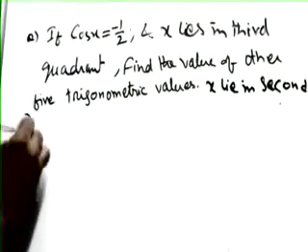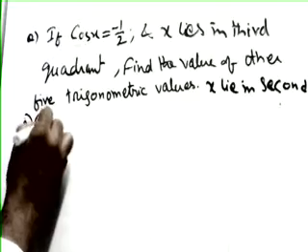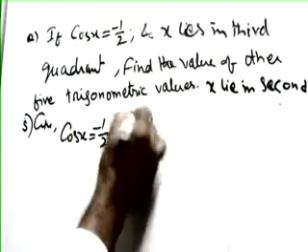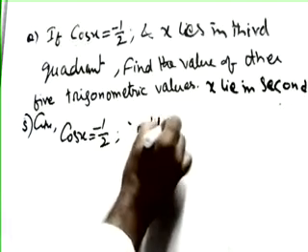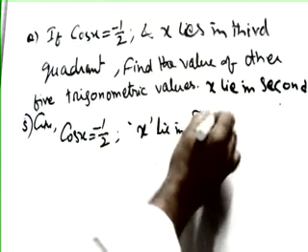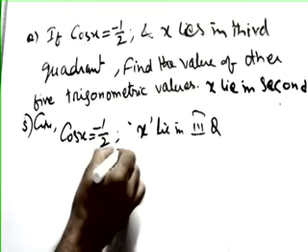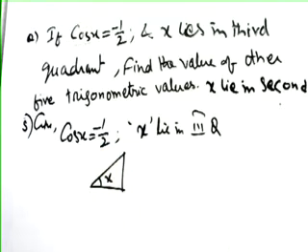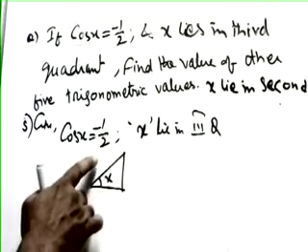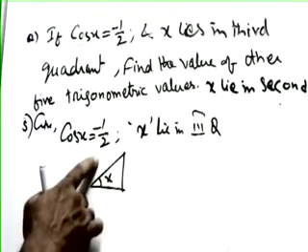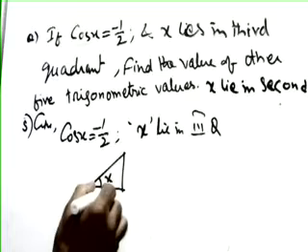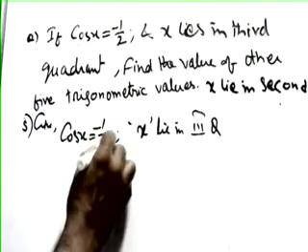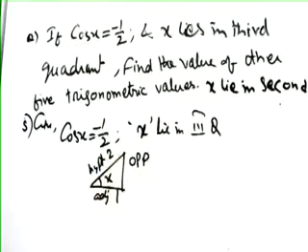Now let me try one more question, watch carefully. Given cos x equals minus 1 by 2. Also given x is an angle that lies in the third quadrant. So let me find the third side here. We have seen cos is adjacent by hypotenuse. So adjacent is 1 and hypotenuse will be 2.